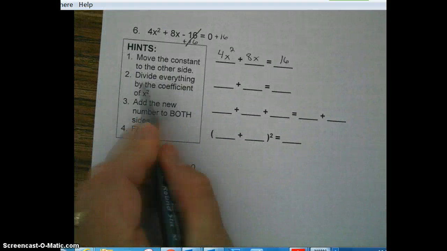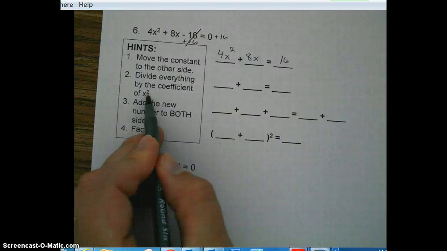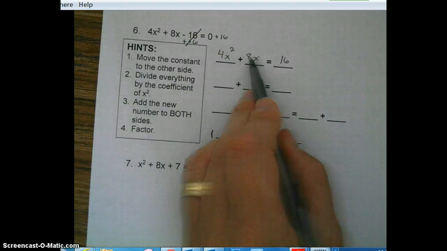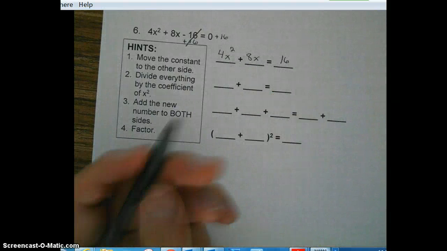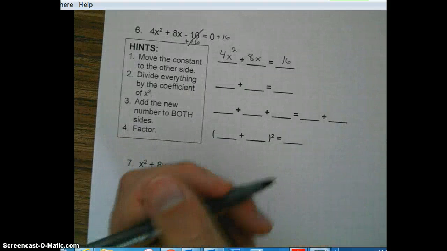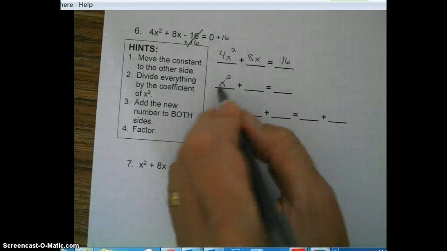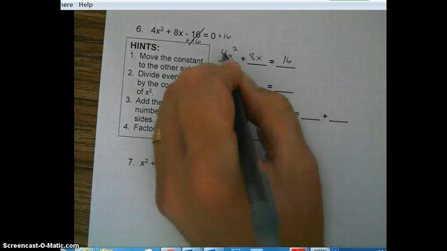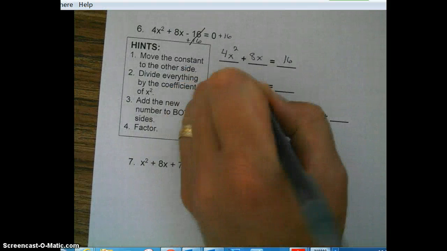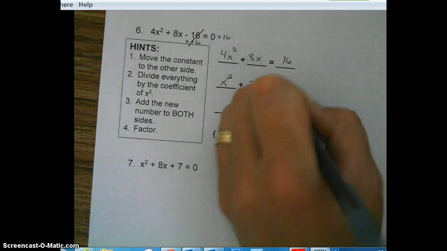Now it says divide everything by the coefficient of x squared. Notice they're all divisible by 4, so that makes sense. Divide everything by 4, we get x squared. Sorry, my friend always says it like that. 4 goes into 4 one time, 4 goes into 8 twice, 4 goes into 16 4 times.